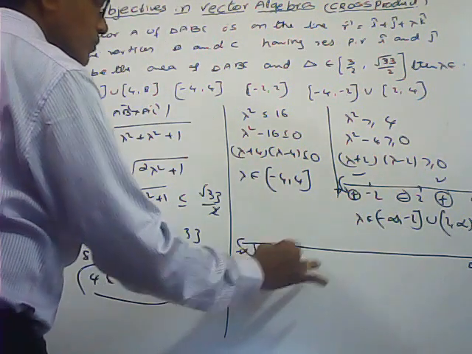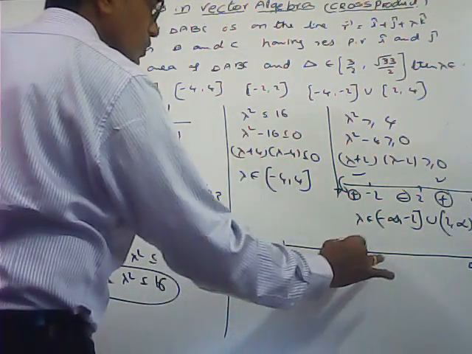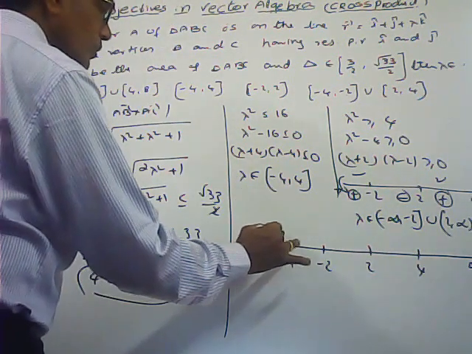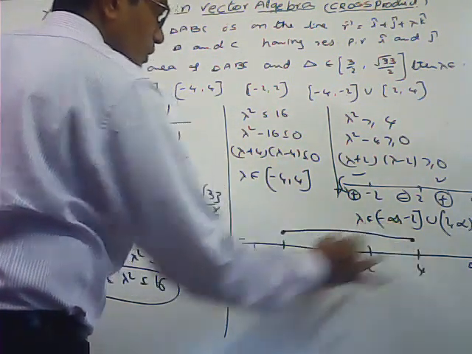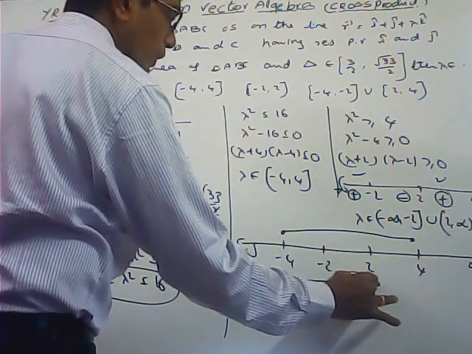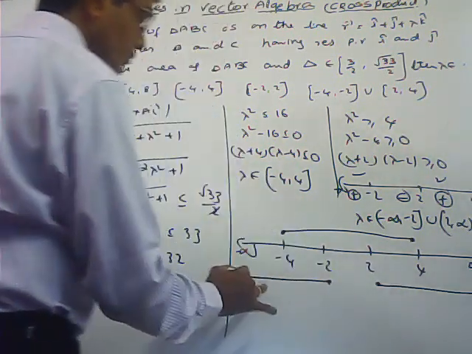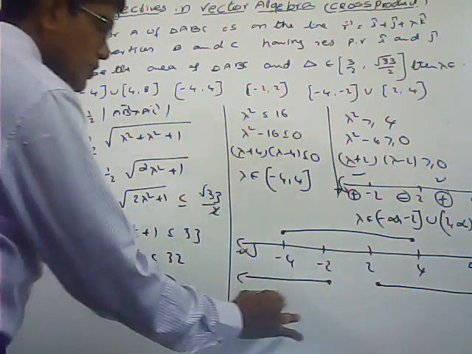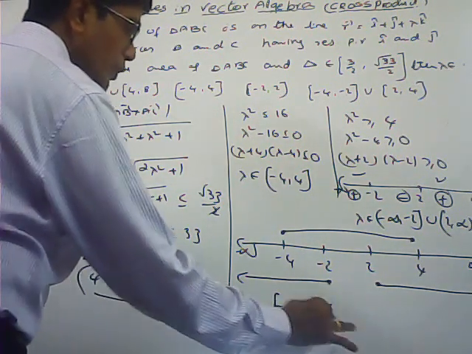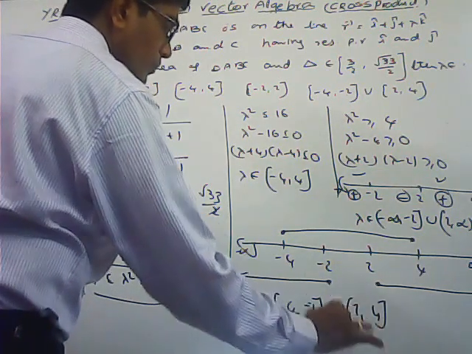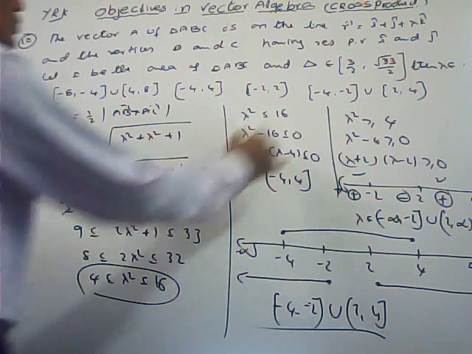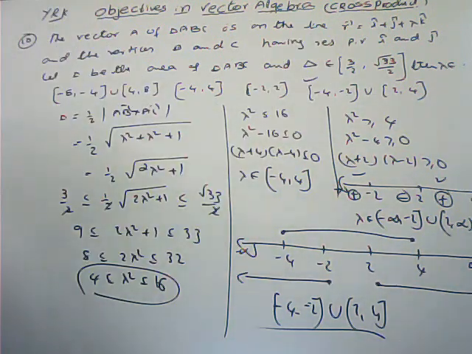Minus 4, minus 2, 2, 4. Here minus 4 to 4, minus 4 to 4, minus infinity to minus 2, and 2 to infinity. So the common intervals are minus 4 to minus 2, both included, union 2 to 4. Minus 4 to minus 2, union 2 to 4, that is the fourth option.